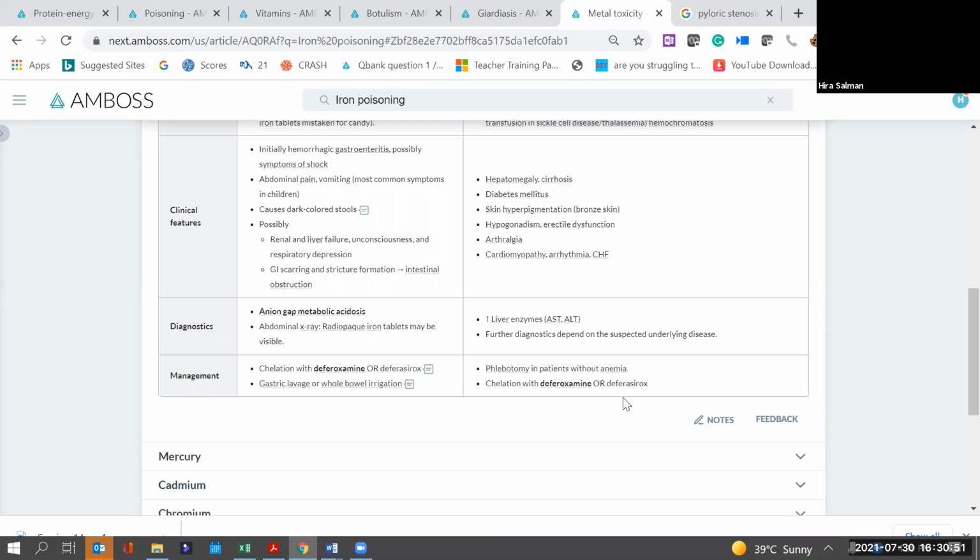Chelation again with deferoxamine. So deferoxamine is the iron antidote. You can give this iron antidote deferoxamine, or you can just remove the blood. Phlebotomy is only for chronic iron poisoning, not the acute one.